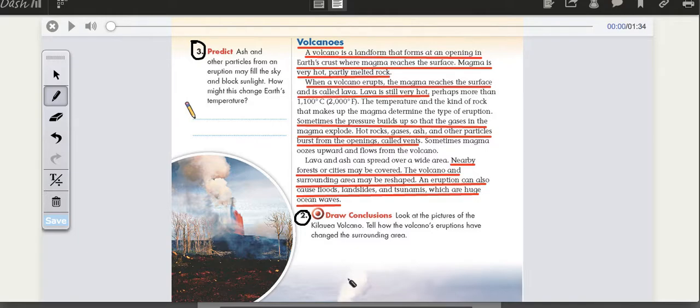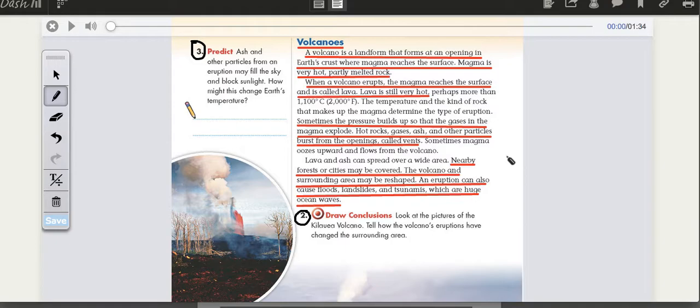So when it's still inside the mountain or the volcano, it's called magma. When it reaches the ground or the surface, it's called lava. Lava is still very hot, and it can burn the surface or the land around it. Sometimes the pressure builds up so that the gases in the magma also explode. Hot rocks, gases, ash, and other particles burst from this opening, and these are called vents.